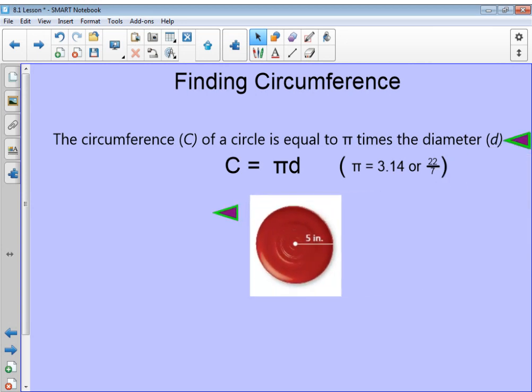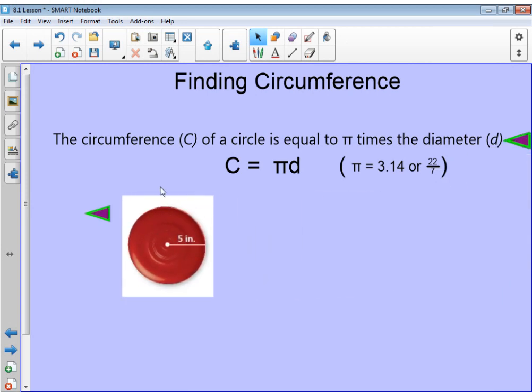Okay, so here we have a picture and it has a 5-inch radius, but we need diameter. So what's our diameter on that? Our full distance across. Remember, we can create that D using the outside edge. So our full distance across would be 10. So we would do pi, which is 3.14, times 10.